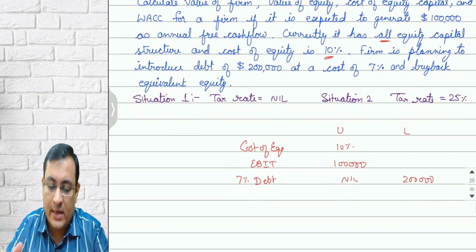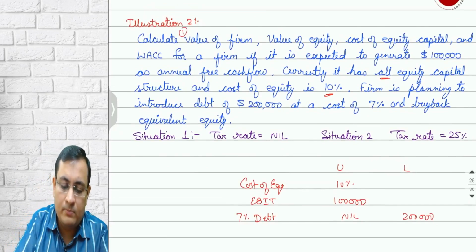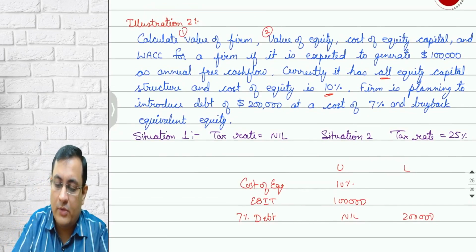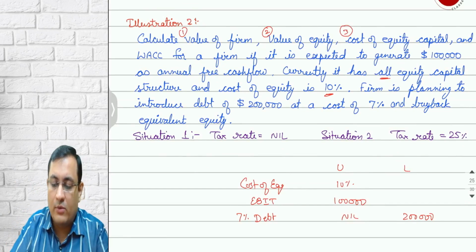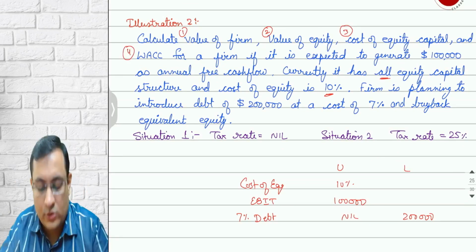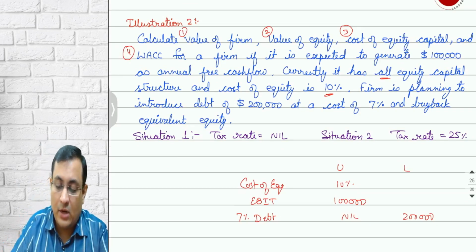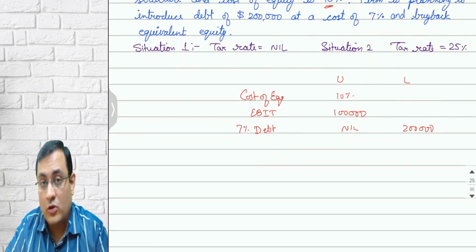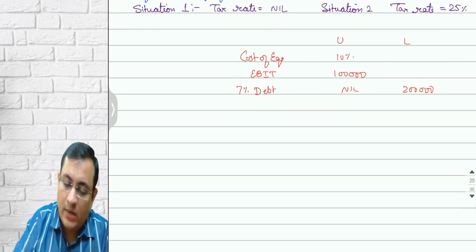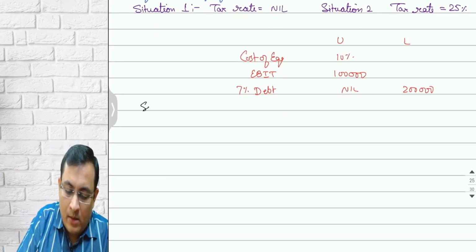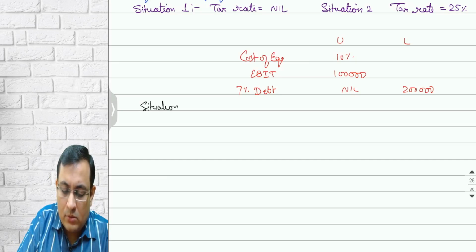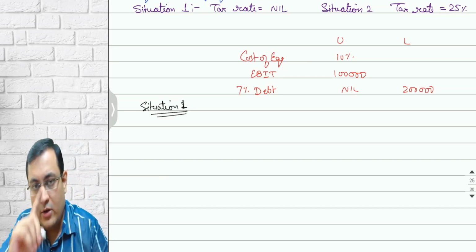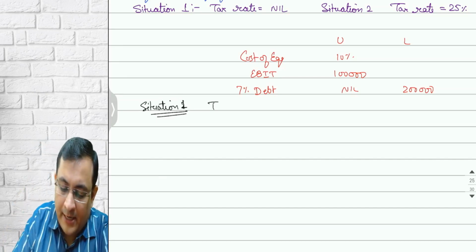So now they are asking us to calculate the value of firm, value of equity, cost of equity, and the fourth is the WACC also. Situation 1 is without taxes. Situation 2 is with taxes. There are no costs of financial distress. So let's go for situation 1. It's a repeat practice question. This we have already done in the video on MM without taxes. Tax is 0, nil.